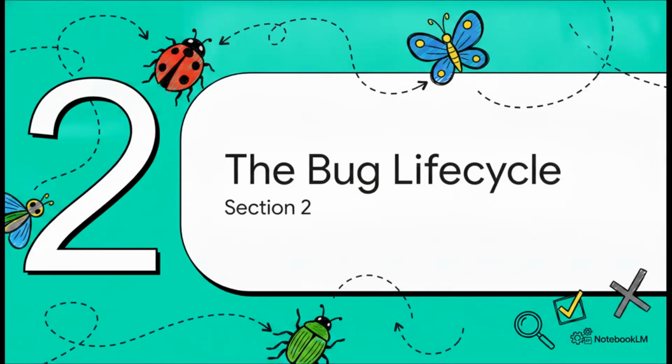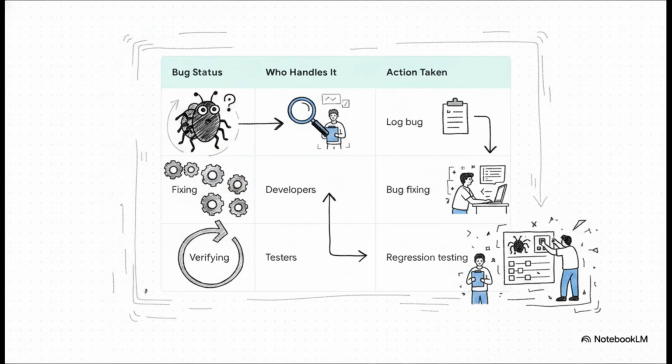Section 2, the bug lifecycle. Testing inevitably uncovers total chaos, right? And managing that chaos is absolutely crucial. A bug status starts out as found, which is officially logged by the testers. Then it immediately moves to fixing, where the developers swoop in to save the day.